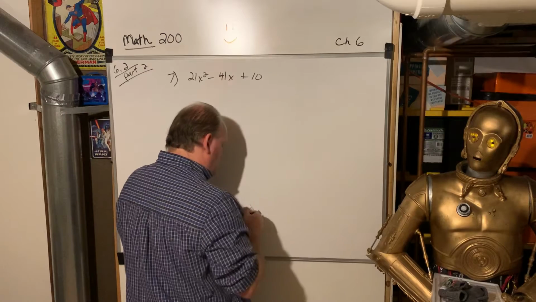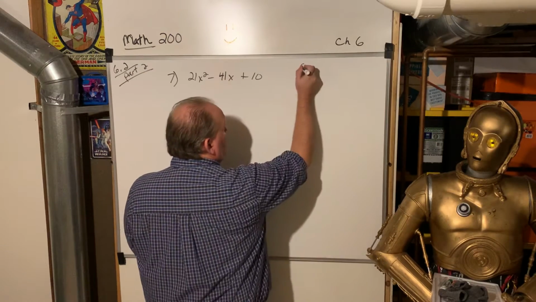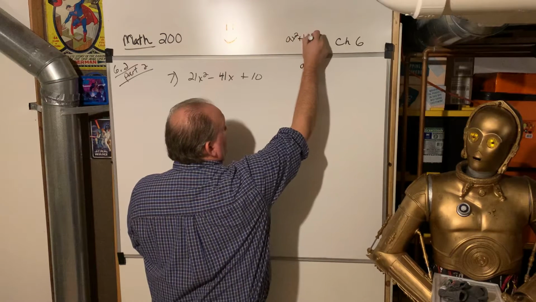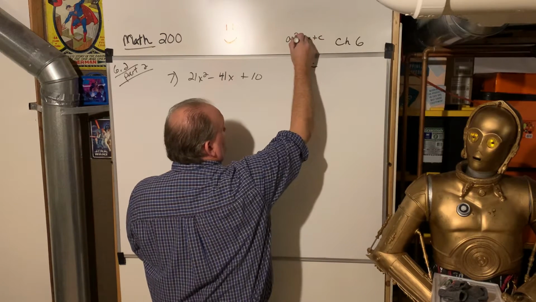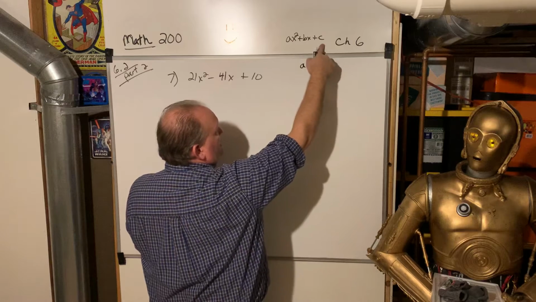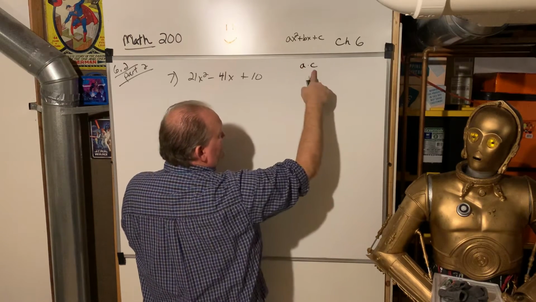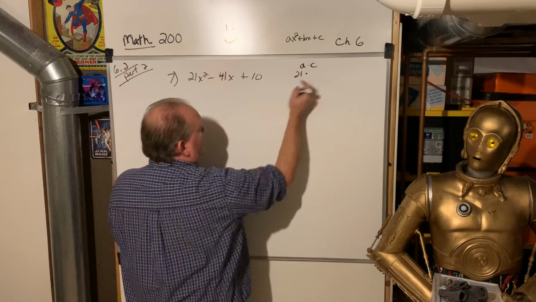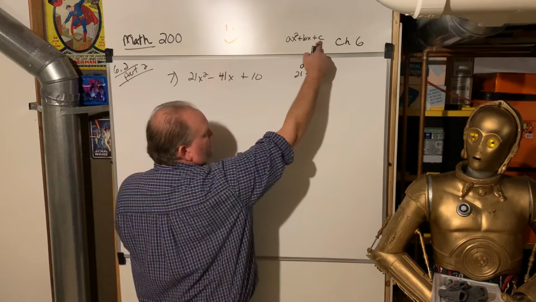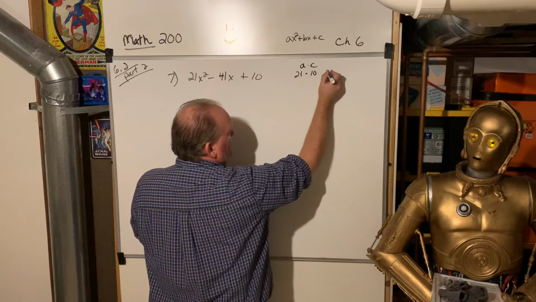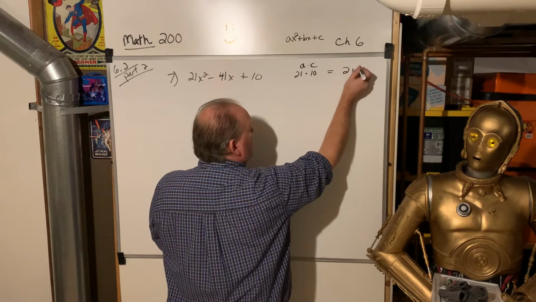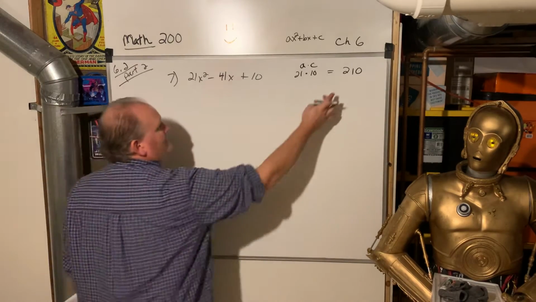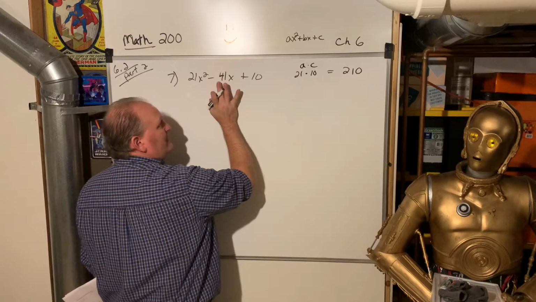So what we're gonna do is the AC method, it's called. The AC method, ax squared plus bx plus c is standard form. So that's a, b, and c, the numbers in front. AC means you take this number, the number in front of the x squared, 21, times the last number, the number with no variable on it, 10. And so that's positive 210. And now we're looking, it multiplies to be positive 210, but adds up to be negative 41.